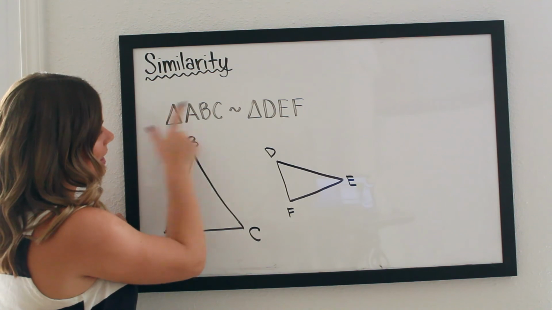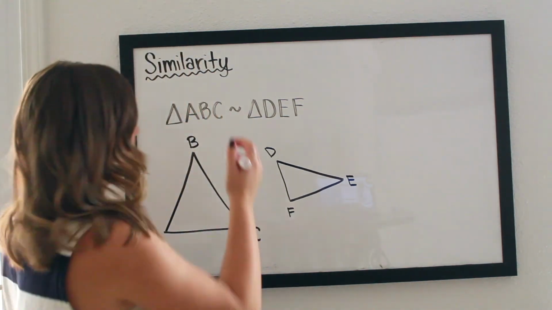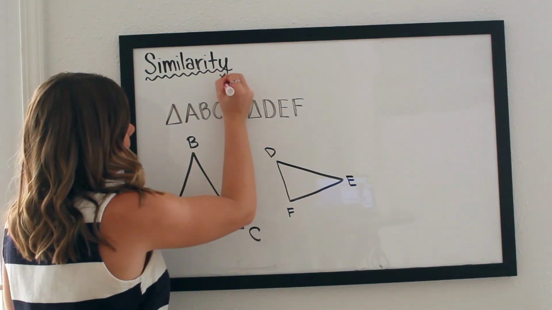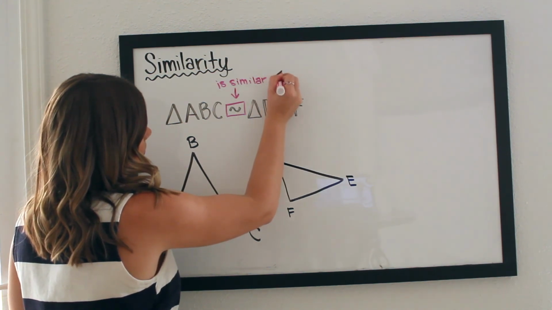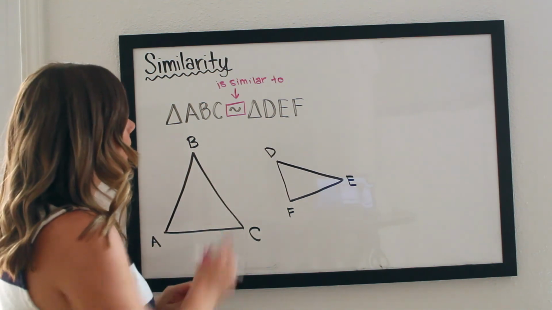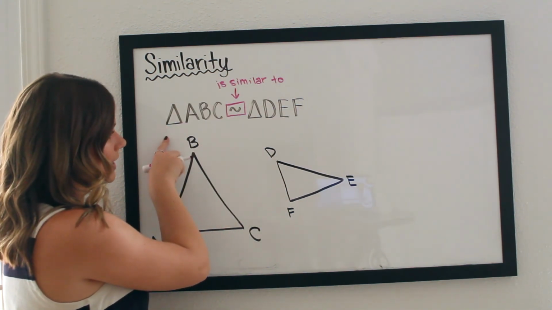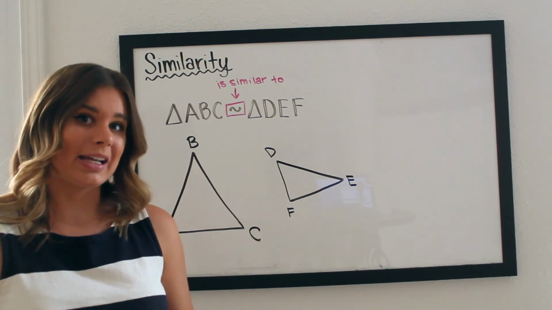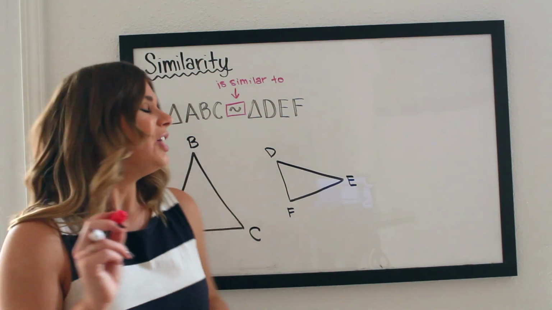Triangle ABC is similar to, this little tilde-looking symbol by itself means "is similar to," triangle DEF. So we have a new symbol here, and this is called a similarity statement. Now the similarity statement tells you exactly which sides and which angles on these triangles actually correspond.